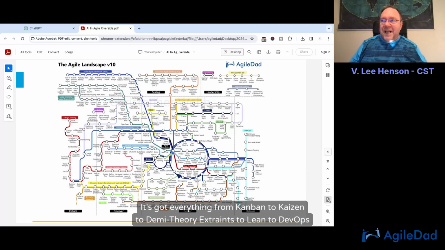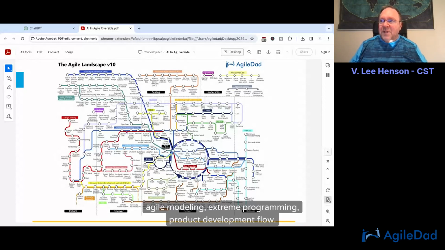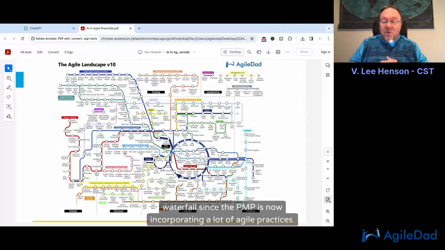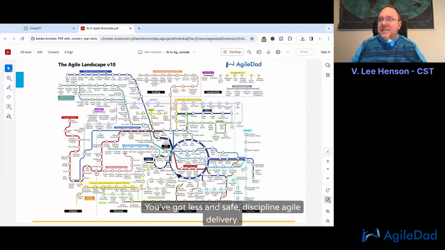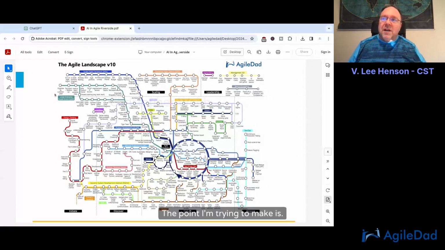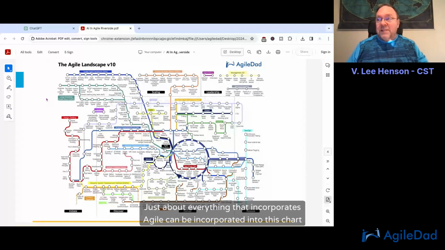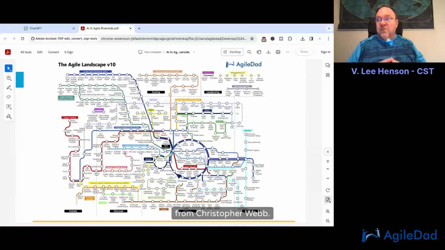It's got everything from Kanban to Kaizen to theory of constraints to Lean to DevOps to test-driven design, feature-driven design, behavior-driven design, Crystal Clear to Mikado method, Agile modeling, extreme programming, product development flow. You've got Synerfin. You've got everything on here. Human-centered design, dynamic systems development method, even Prince2 and Waterfall, since the PMP is now incorporating a lot of Agile practices. You've got Rational Unified Process, Agile Unified Process, design thinking. You've got your scaling techniques up here. You've got LeSS and SAFe, Disciplined Agile Delivery. The point I'm trying to make is just about everything that incorporates Agile can be incorporated into this chart from Christopher Webb. So how do we leverage this?